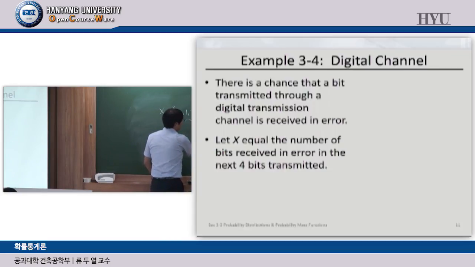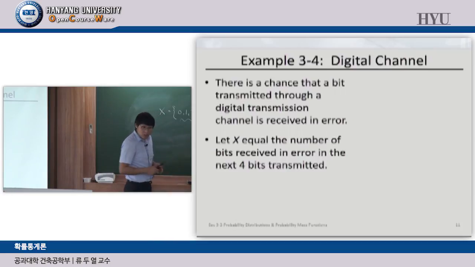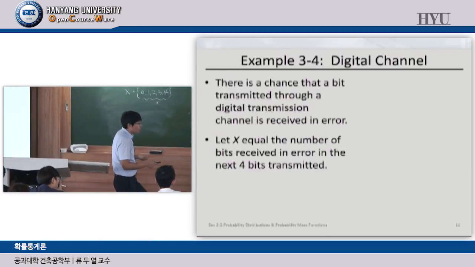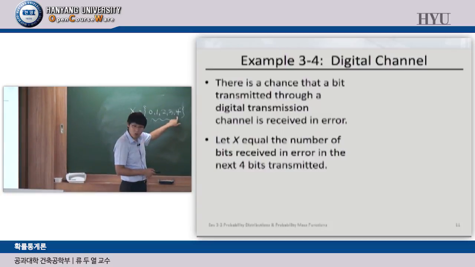And these are the small x. Why? Because there is a possibility that no bit is received in error, right? That is x equals 0, okay? And there is also a possibility that 1 bit is received in error. So in this case, the number of bits received in error is 1, right? So x should be equal to 1, okay? There is also a possibility that 4 bits are received in error in the next 4 bits transmitted. So in this case, the actual value of the random variable x should be equal to 4. Okay? So we have 5 choices here.